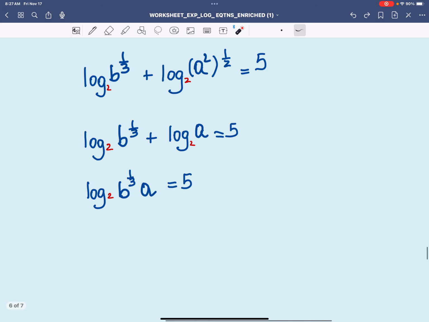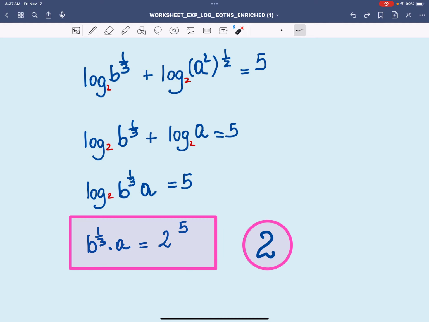So we'll express b to the power 1 over 3 a in terms of the base 2 exponent 5. So in other words, we're converting a logarithmic statement into an exponential statement. So b to the power 1 over 3 times a equals 2 to the power of 5.